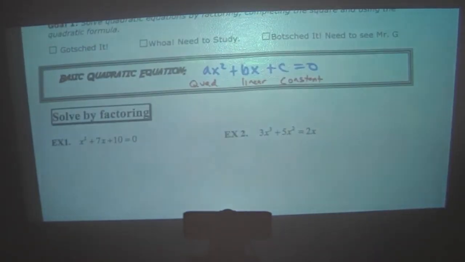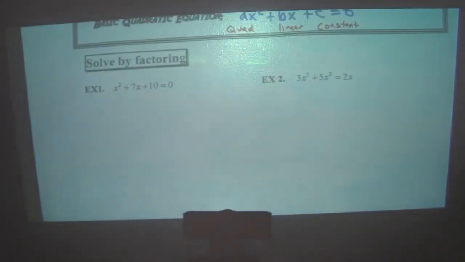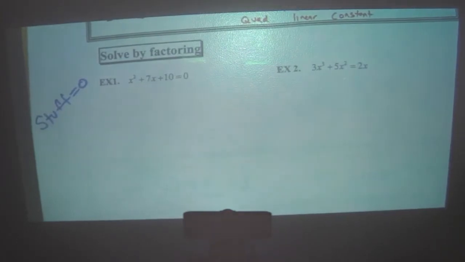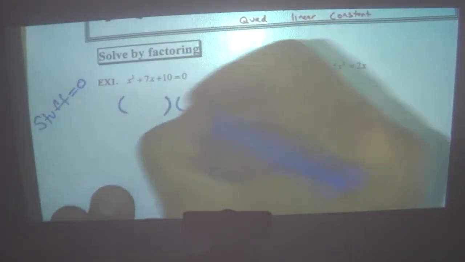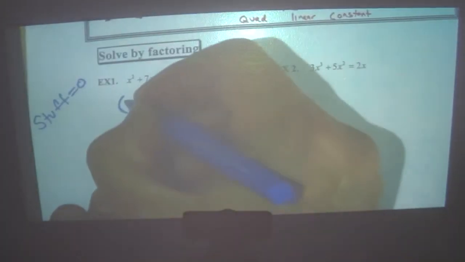Okay, so the first thing we're going to do is solve by factoring. When we're solving by factoring, we always want our stuff equal to 0. So we have that with example 1. We've got x squared plus 7x plus 10 equal to 0. And then we factor. We just talked about that in the last section. So now we're applying it.